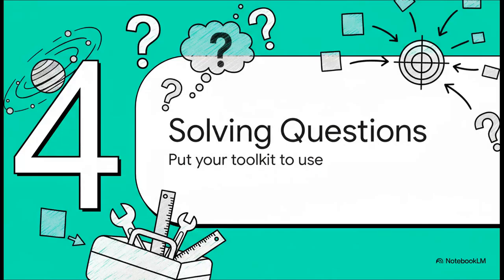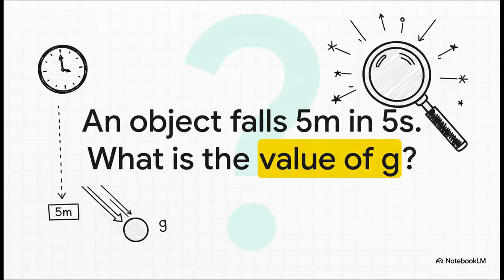Okay, now for the fun part, solving application-based questions. Let's put that toolkit to the test. All right, let's look at a typical problem you could see on your exam. An object takes 5 seconds to fall 5 meters on some planet. The question is, what's the value of g on that planet? Let's walk through it.